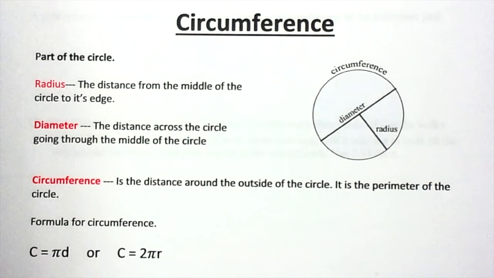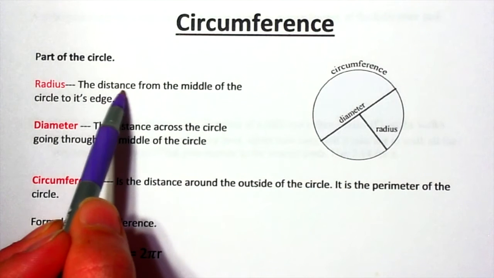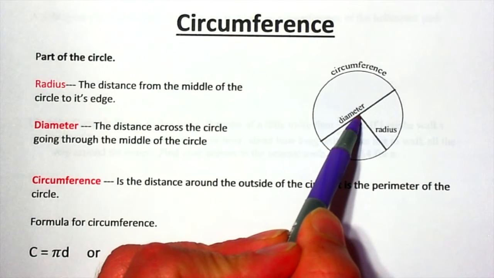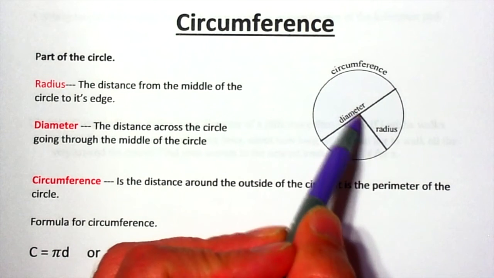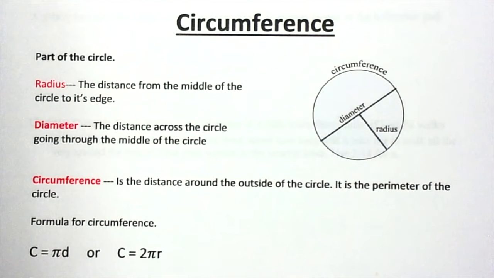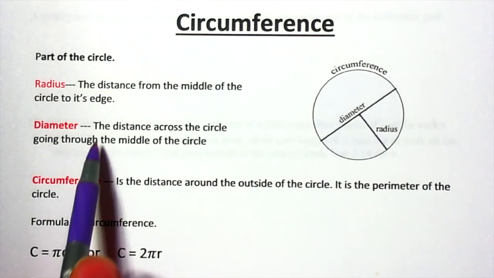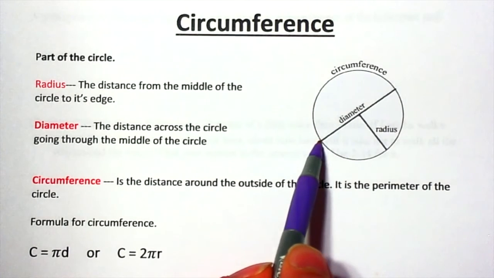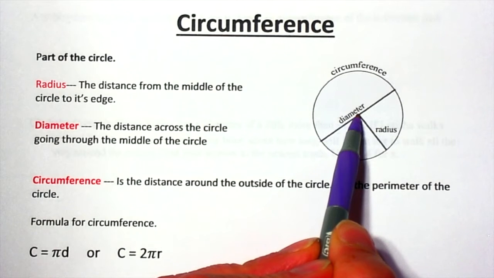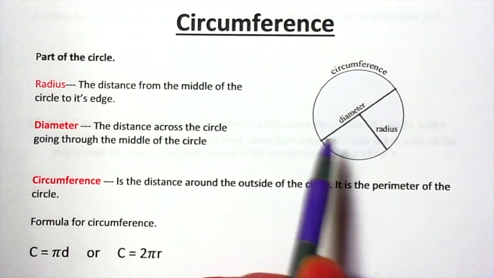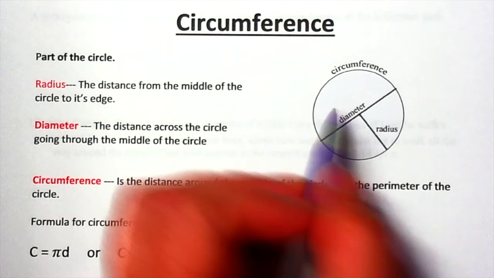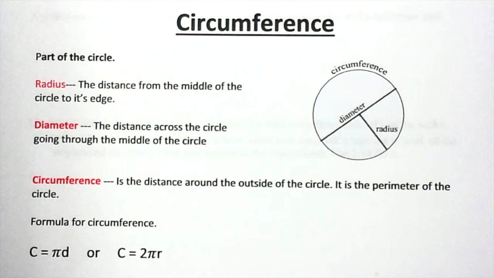Now, we have two parts still of the circle here. First, we have the radius. The radius is the distance from the middle of the circle to its edge. So here's that middle of the circle. If we go here to that edge there, that's that radius. Then we also have the diameter. It's the distance across the circle going through the middle of the circle. So one side to the other, but also having to go through the middle, that's the diameter. If I could kind of swing the radius up here, the radius is half the diameter. Those two are related.